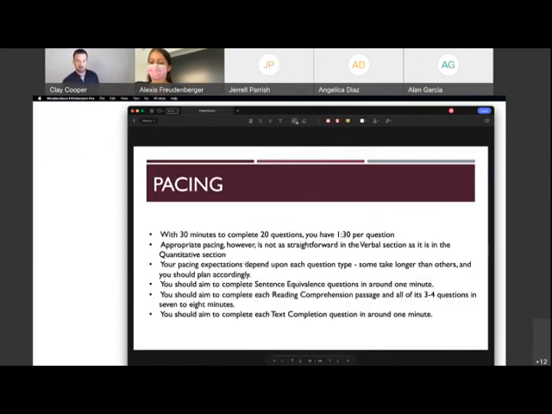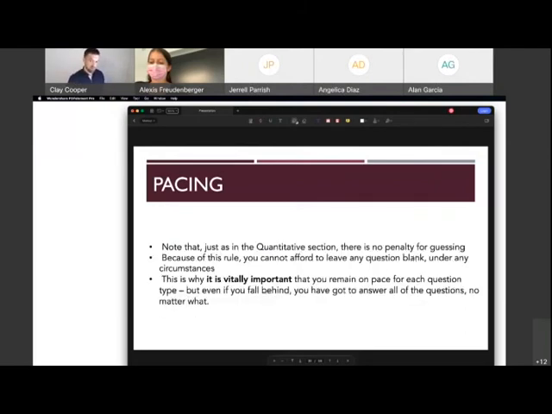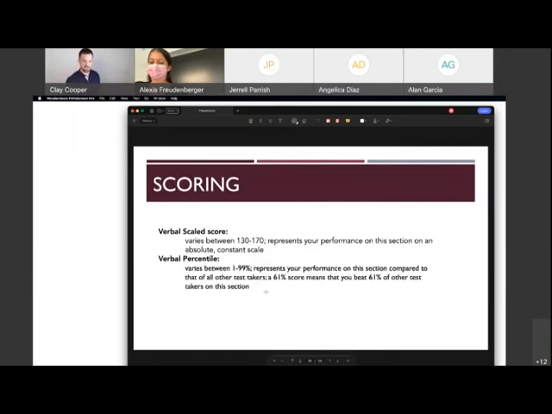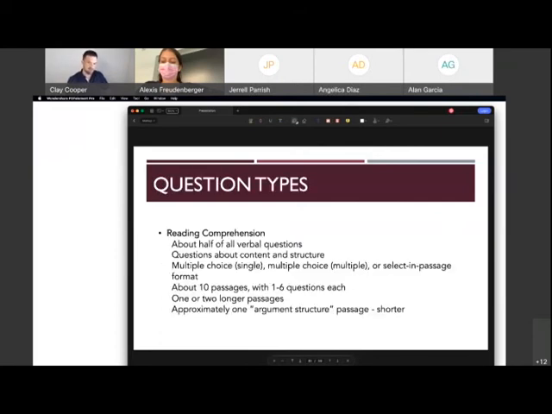All right. Basically, we're going to go over the different question types in verbal in just a second, but your pacing is difficult in the verbal section because different questions take different lengths of time. So your score in the verbal section is between 130 and 170, just like it is in the quantitative section. But again, just as in the quantitative section, the percentile score is the more inherently meaningful number, even if it's not the one we typically discuss. So let's talk about the question types.